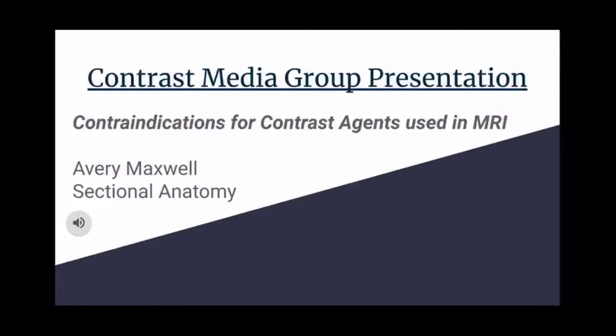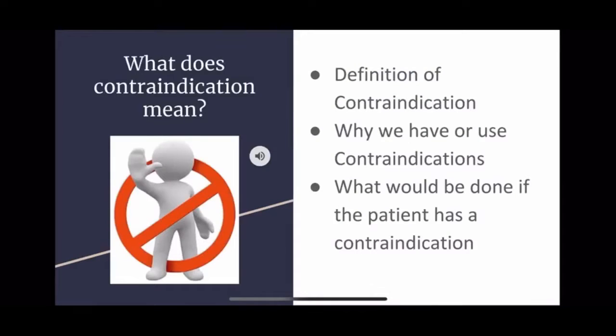This part of the presentation is on contraindications of contrast agents used in MRI. First, let's start with what contraindication means. A contraindication is a condition or factor that serves as a reason to withhold a certain medical treatment because of the harm it would cause the patient. Essentially, it means that a surgery, drug, or procedure should not be used because of the possible harm coming from it, due to a pre-existing patient condition or factor.